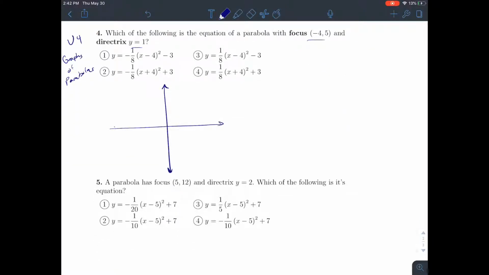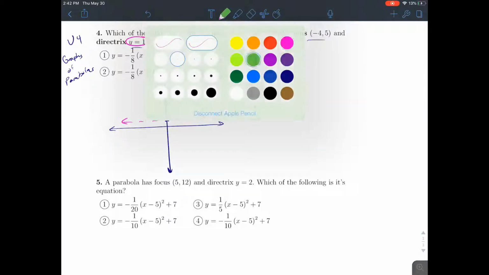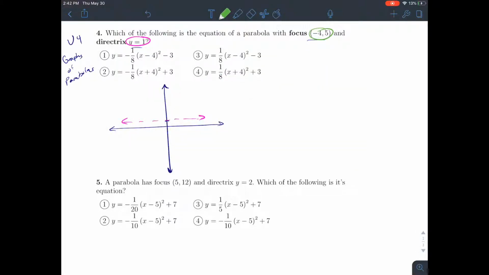It doesn't have to be very neat, but we'll put the key values here. So y equals 1. That's a line going through the y-axis at 1. Then we've got our green focus, which is at negative 1, 2, 3, 4, 1, 2, 3, 4, 5.